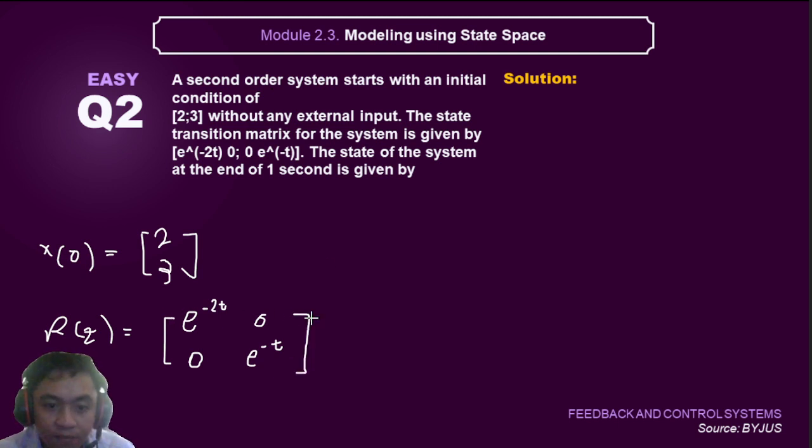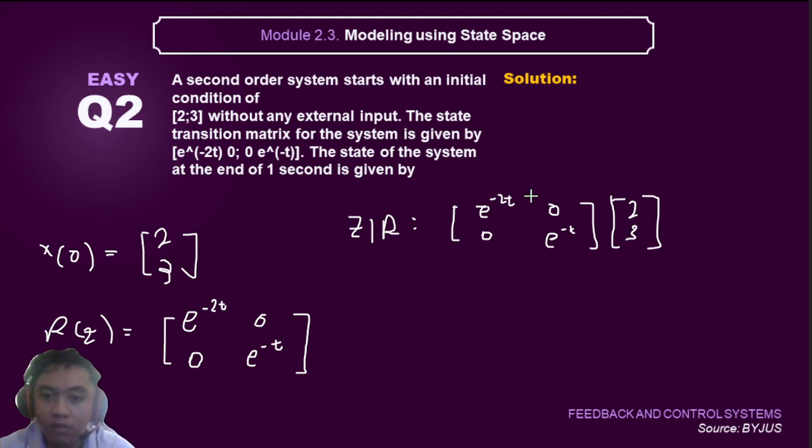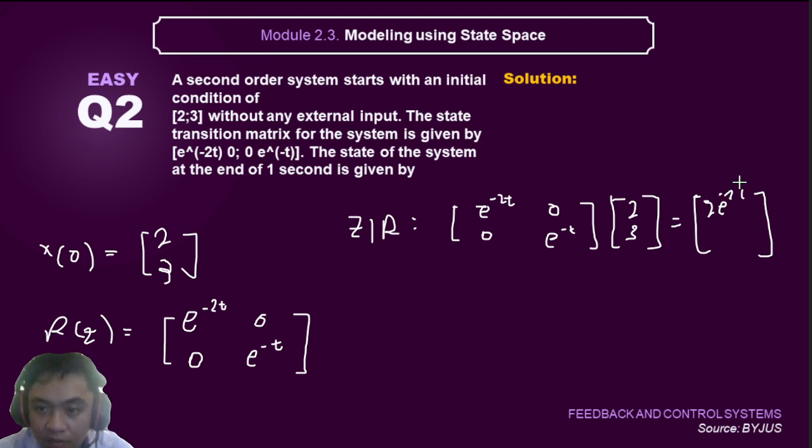Now, let's identify the zero input response of the system. It is simply e raised to negative 2t, 0, 0, and e raised to negative t, multiplied by 2 and 3. Remember that when multiplying matrices, we multiply the first row with the first column. So this is going to be 2e negative 2t and 0, and then 0 and 3e negative t, since we're adding. So the first entry is 2e negative 2t. Is it clear? This is clear. And the second is 3e negative t.